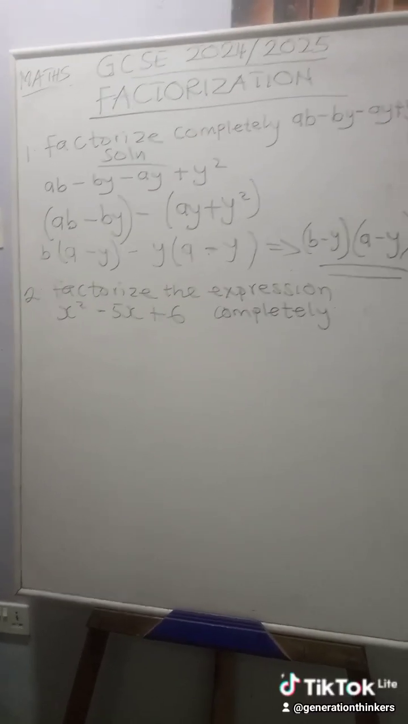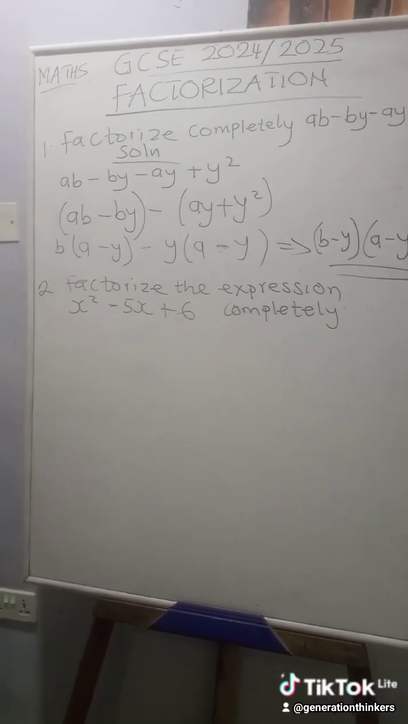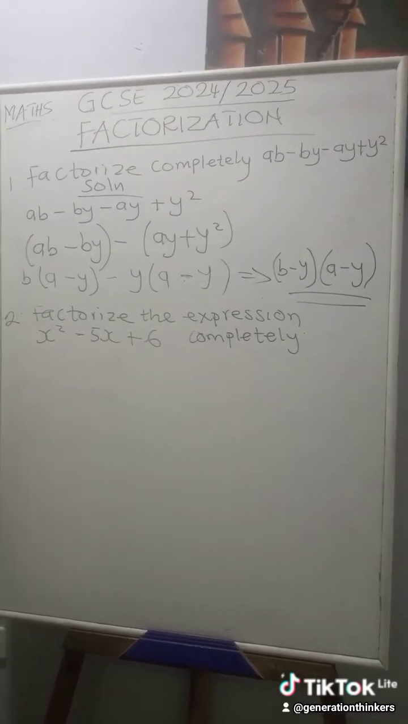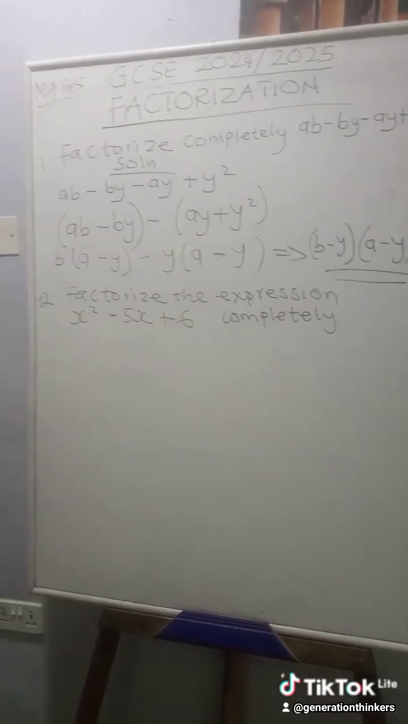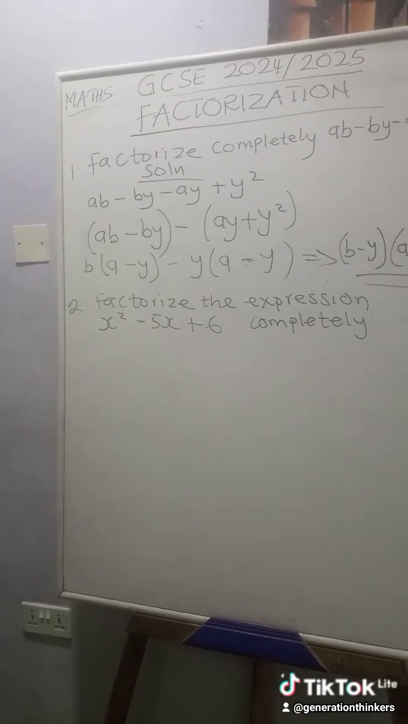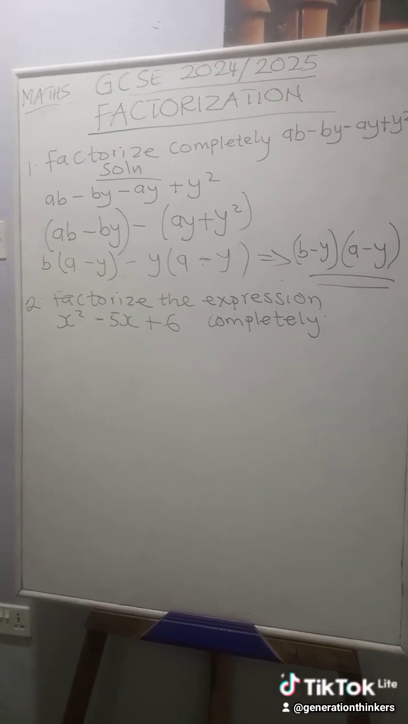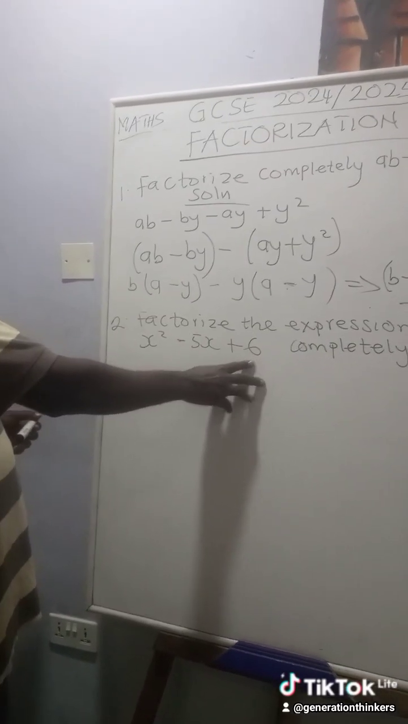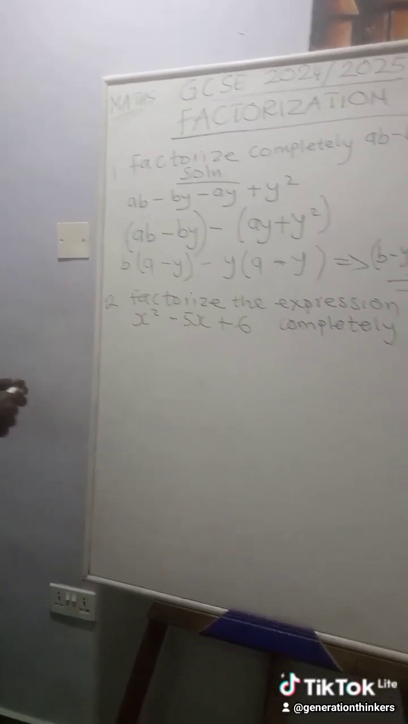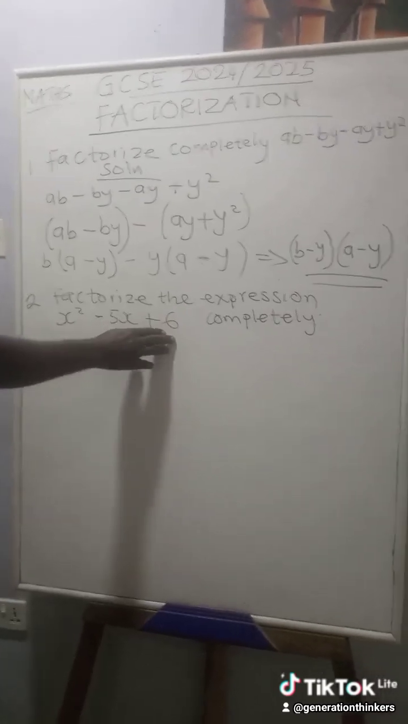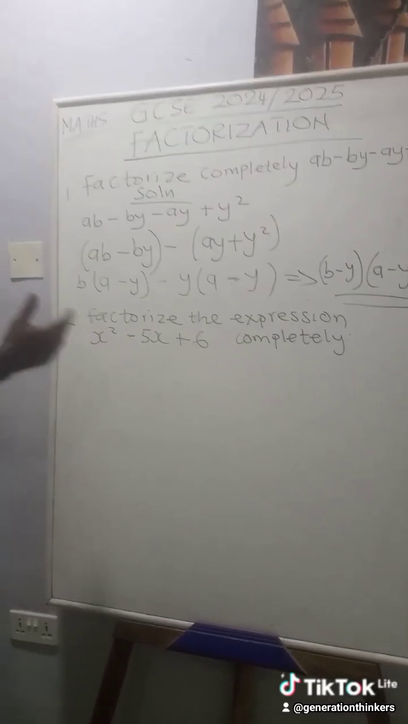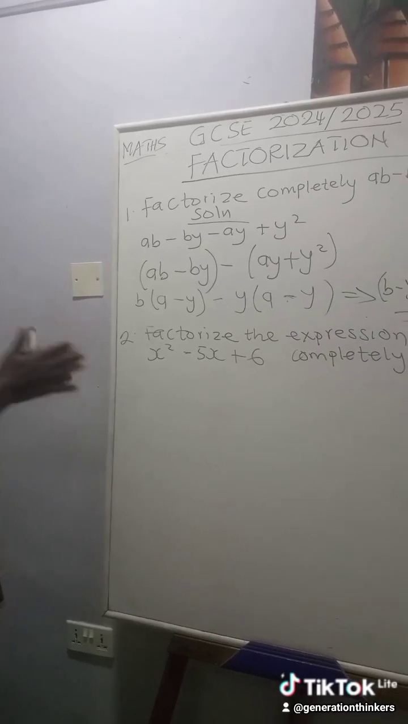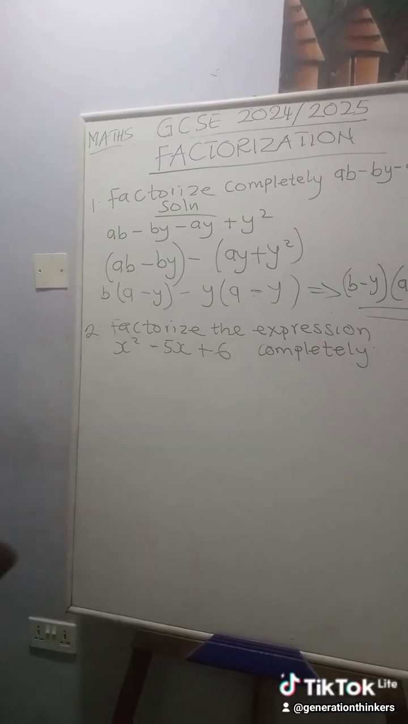Factorize the expression x squared minus 5x plus 6. This is a quadratic trinomial. So we want to use the principles of quadratic trinomial to solve this question. First, you look at the concept. We have 6 here. So we look for two numbers or two factors which, when you multiply, give us 6. So you will find the factors of 6. But when you put them together, it will give us minus 5x.